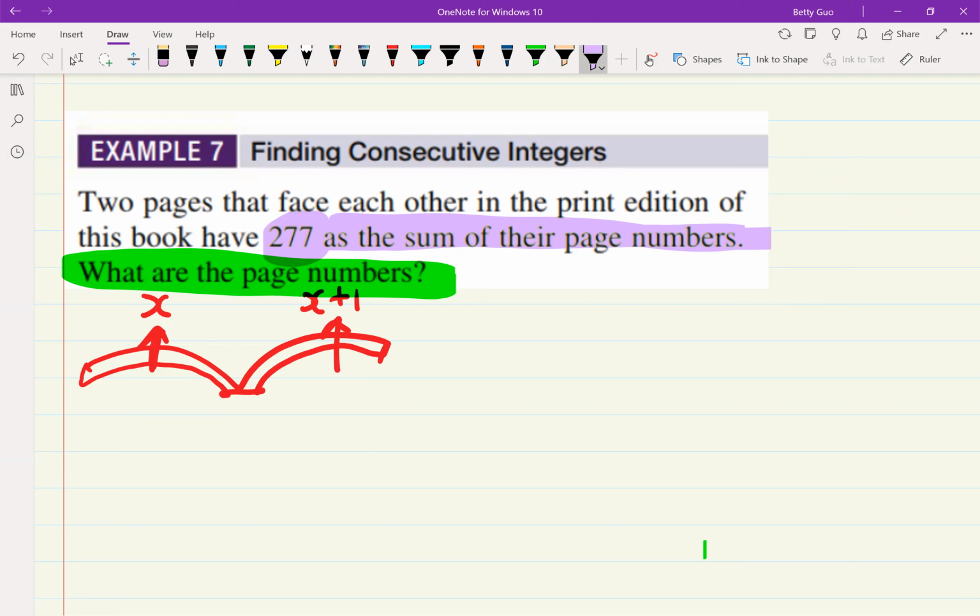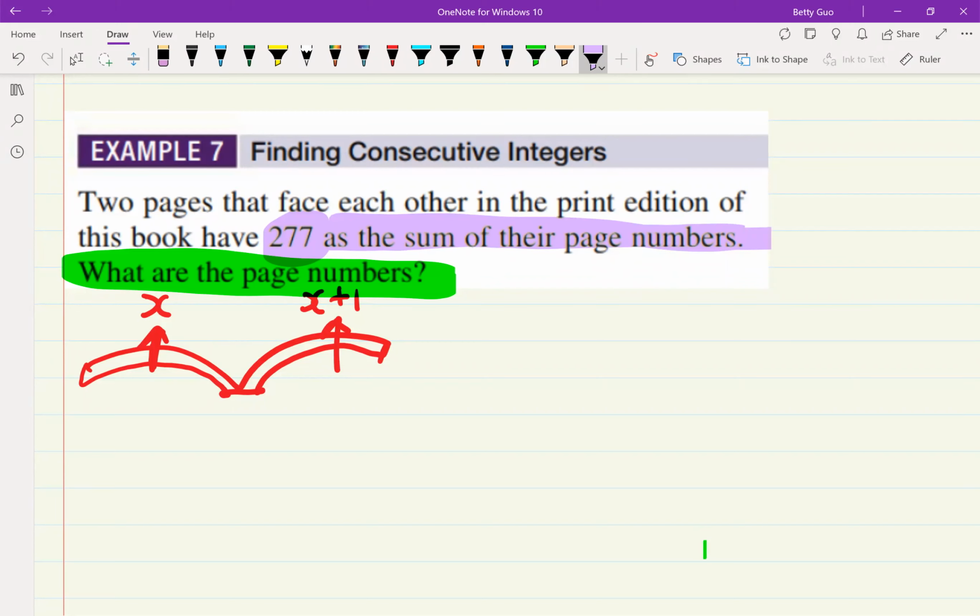Yeah, good. See this book. Any page, right? If this is 102, then these two pages face each other, right? If this is 102, this must be 102 plus 1, 103. Anything like that. These two pages face each other. This is 36, and that is 36 plus 1, 37. So if this page is x, then this page is x plus 1. That makes sense?